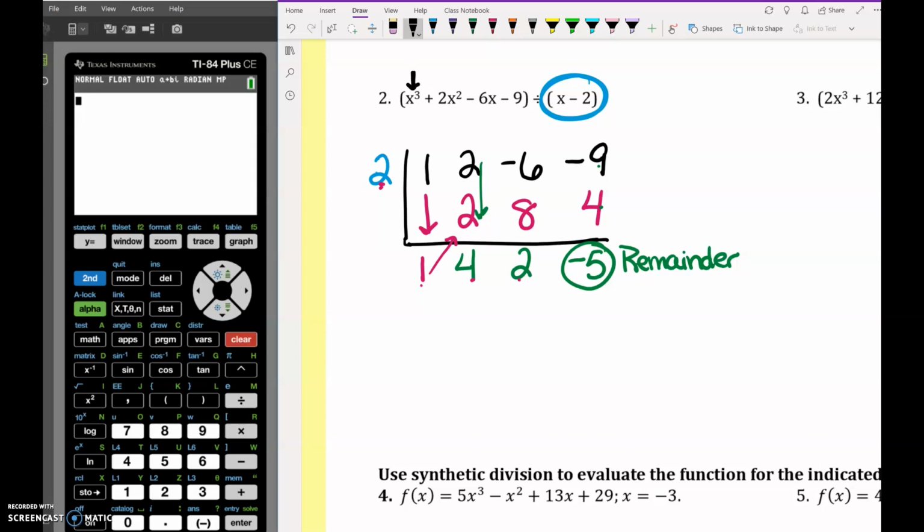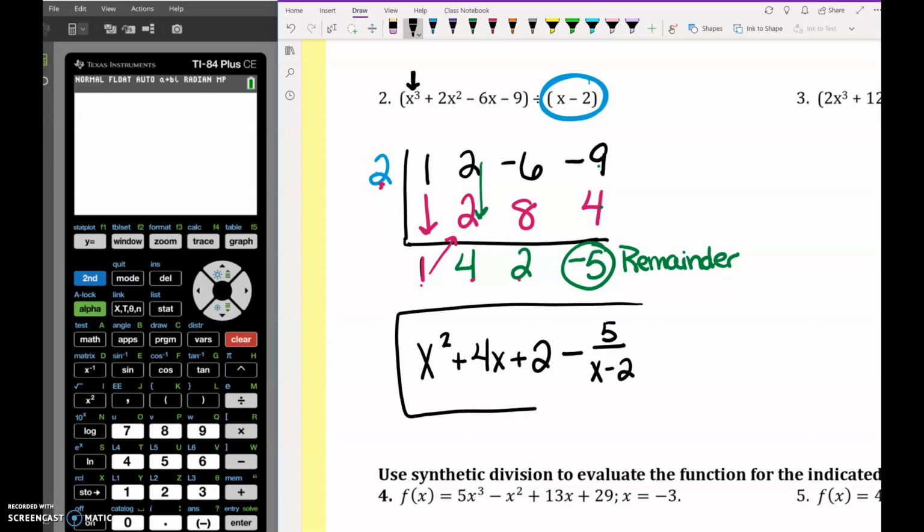We started with x to the third. We have to decrease that exponent. So this is 1x squared plus 4x plus 2 minus our remainder of 5 over x minus 2. So notice the 1 became that x squared, the 4 became that 4x, the 2 became the plus 2, and the -5 is your remainder.